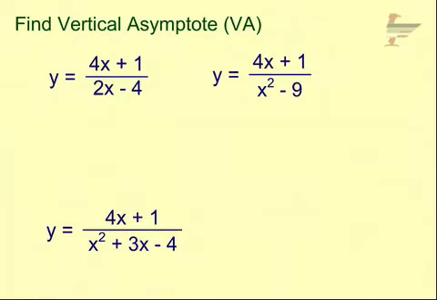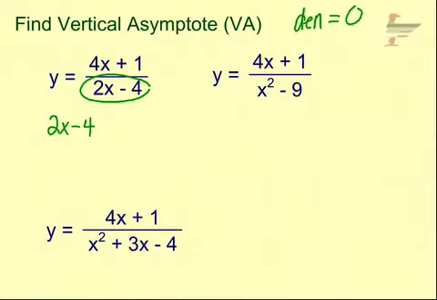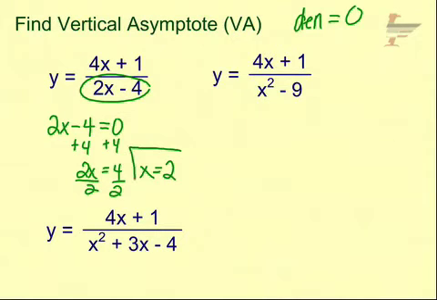To find vertical asymptotes of these rational functions, we are just going to take our denominator and set it equal to 0. So in our first example, we find our denominator and we say 2x minus 4 equals 0, and then we just go through the process of solving for x. So in the end, we have x equals 2. Now remember, a vertical asymptote is a vertical line, so we want to use the correct notation. When I leave my answer like x equals 2, I am showing that that's an equation for a vertical line.